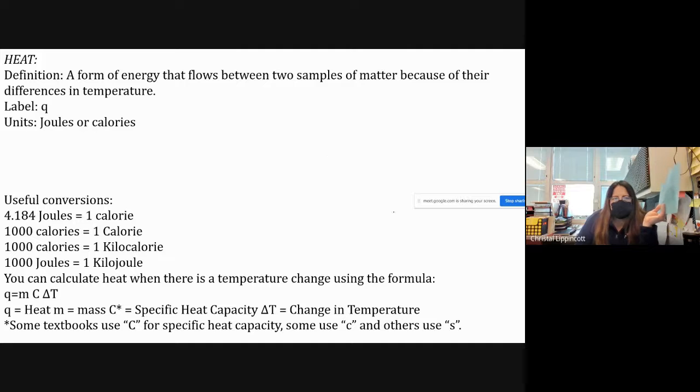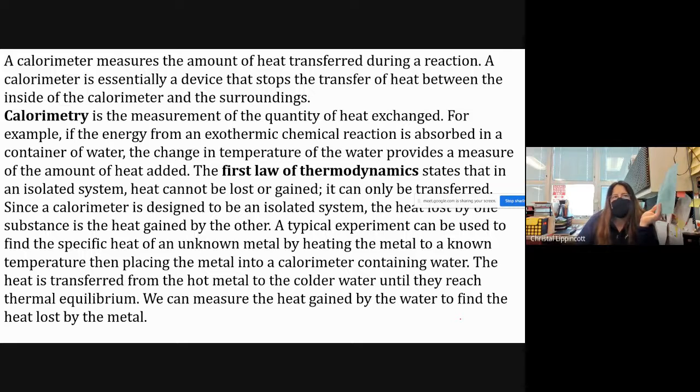So they give you that. You've got 1,000 calories is 1 calorie with a capital C. 1,000 calories equals 1 kilocalorie with a lowercase c, and 1,000 joules is going to equal 1 kilojoule. So these are just helpful things to remember about the metric system. Most textbooks use a lowercase c or an uppercase C for specific heat, and others, you'll see it as an S, but that's pretty rare. You might see that in college, but I kind of doubt it.